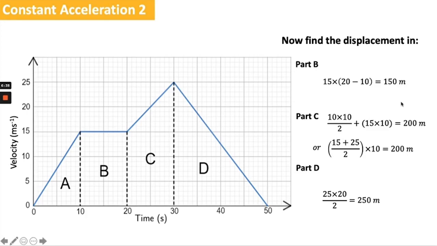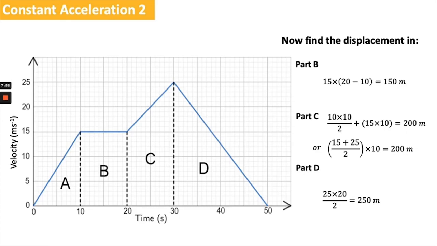And here's what you should have got. So 150, 200, and 250. In part C, I've shown both ways how you could calculate it by splitting into two different shapes, a triangle and a rectangle, or the preferred method, or my preferred method, using the trapezium formula. I'll show you a little bit more about that in a second. And part D is just a triangle, 250.